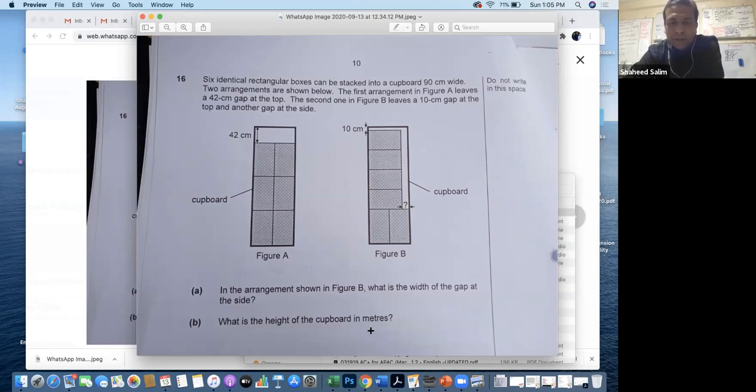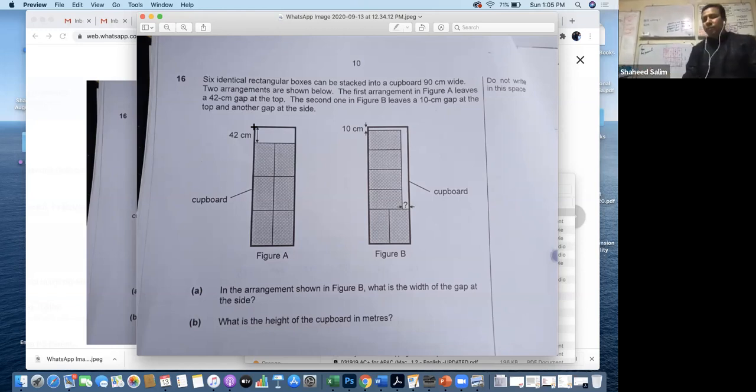What is the height of the cupboard in meters? Very easy. This is 74, 74, 74 plus 42. You get your answer. So let us do step by step. If you look at this question now, as I'm explaining, it looks quite easy. But now you may not even understand it. So now we are going to draw the question.